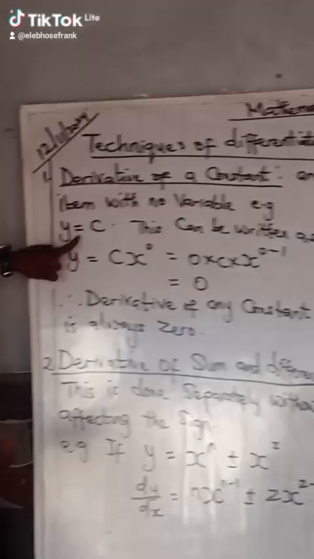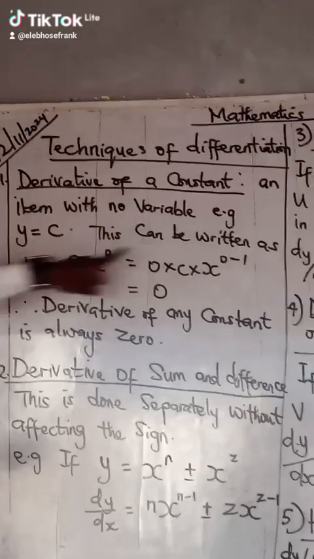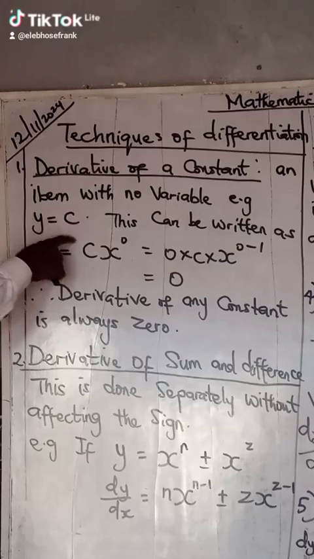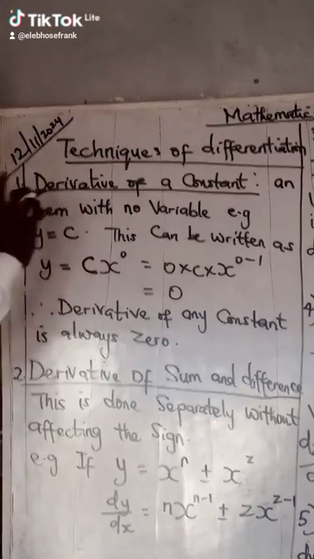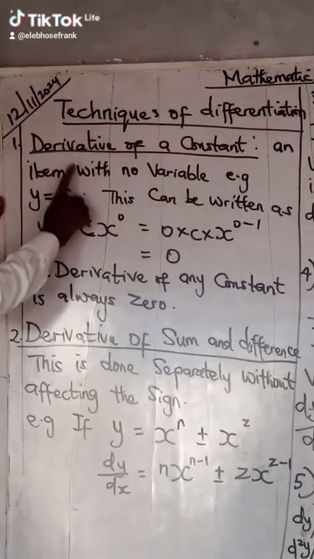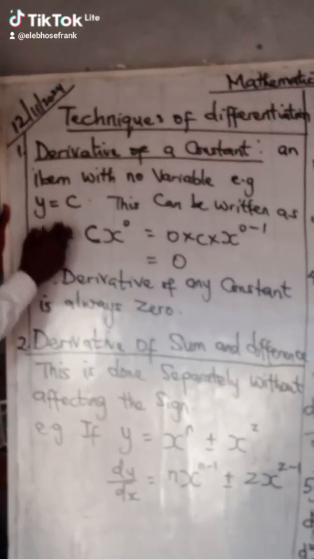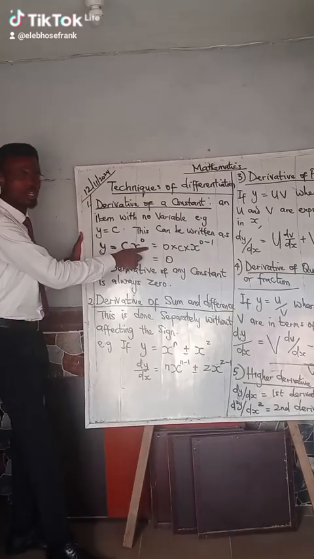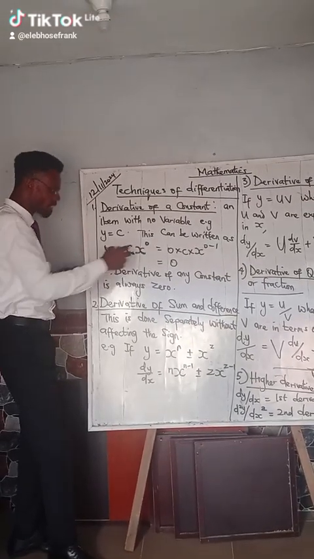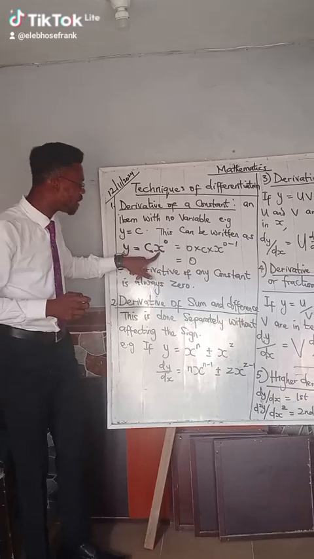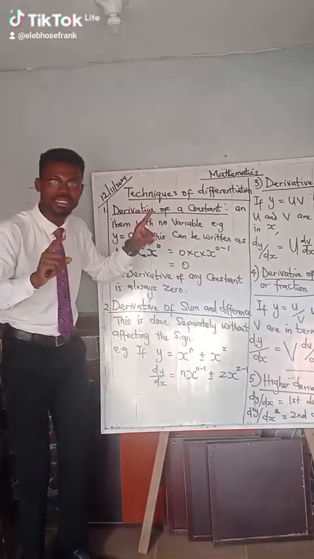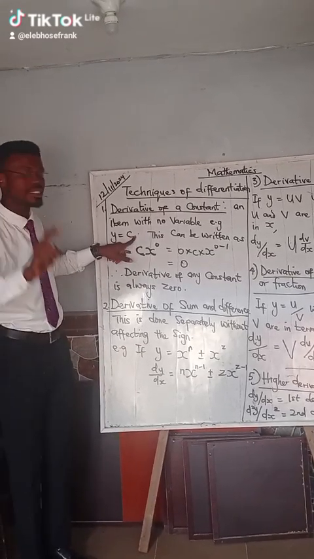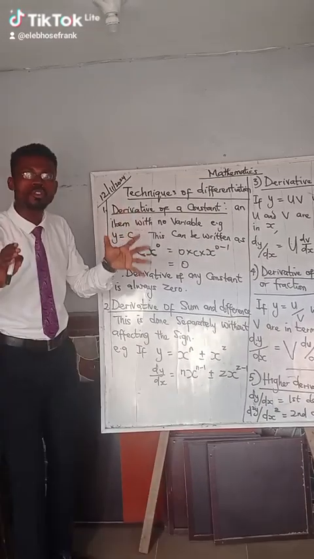Take for instance, if y equals c, this can be written as y equals c x raised to power 0. Don't forget these c's are constants. A constant simply means there is no variable. If y is equal to c, it means that the variable's power is equal to 0. Remember, I told you any variable raised to power 0 in mathematics equals 1. So c times 1 gives c. So when there's no variable attached to the constant, it simply means that the variable's power is equal to 0.